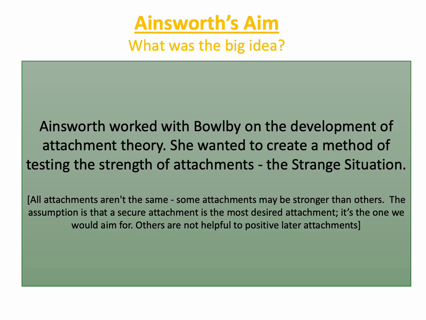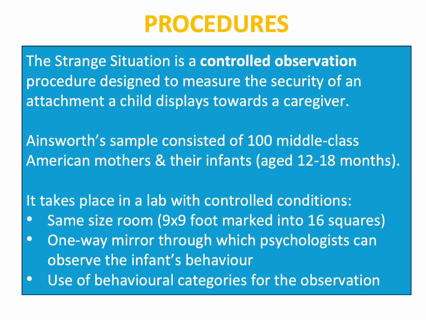So, getting started with Ainsworth. Ainsworth actually worked with Bowlby and his attachment theory, and she wanted to create a method to test the strength of attachments. The method she created was called the strange situation. The strange situation was a controlled observation, and as I've mentioned, it was to measure the strength and the security of the attachment of a child and their caregiver. Her original sample was 100 middle-class American mothers alongside their infants, aged between 12 and 18 months.